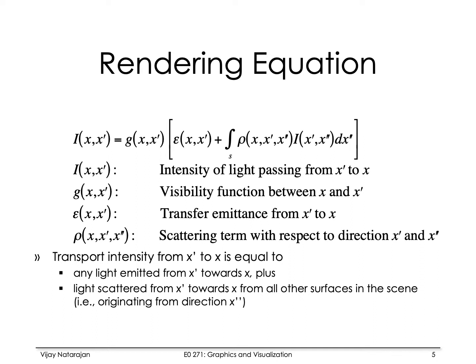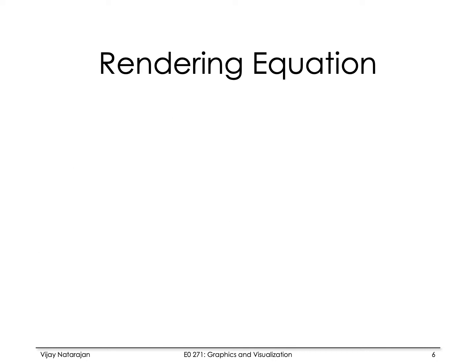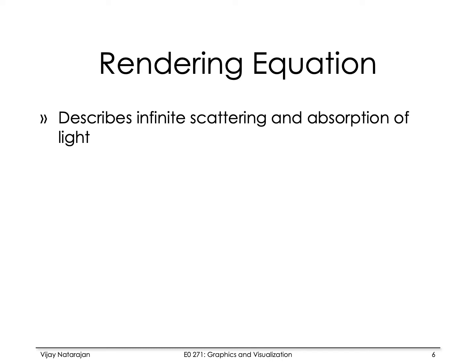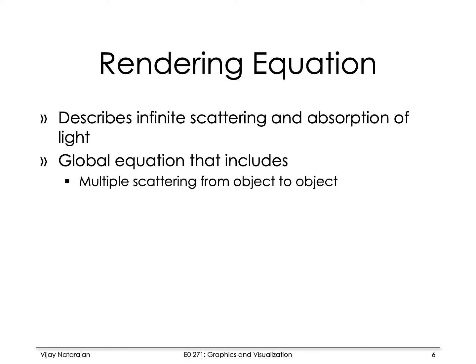As easy as the equation may be, it's kind of clear that we cannot evaluate this analytically, simply because there are an infinite number of rays, in addition to the infinite amount of scattering that happens to these rays. So like I said, the rendering equation describes an infinite scattering. It is a global equation, however, so it does capture all the scattering between objects, which means that it can capture all the real effects like shadows, transparency, and so on.